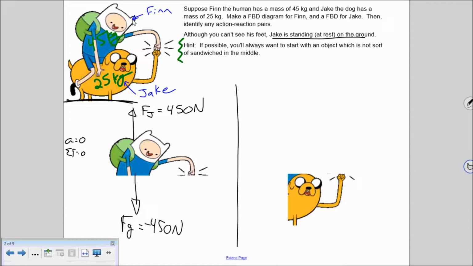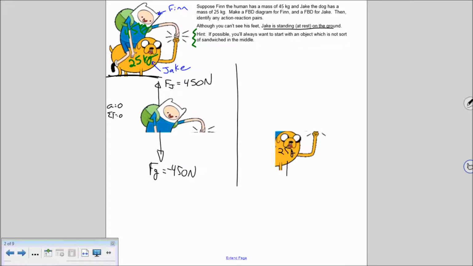Over here, I'm going to make a free body diagram for Jake. Once again, he's got a mass of 25 kilograms, so I'm going to always start with my force of gravity. The force of gravity on Jake is negative 250 newtons. Oh, I should probably make that force smaller, huh? I'm trying to be better about making my forces the right length. So there we go. Force of gravity is pulling Jake down with a force of negative 250 newtons. It's just 25 kilograms times negative 10.